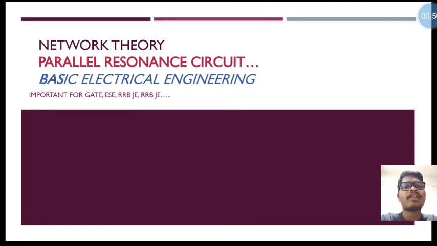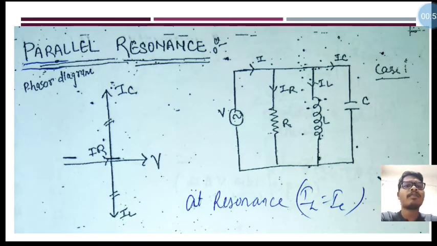What is behind the parallel resonance circuit, how the quality factor will affect it, and how the phasor diagram will change according to the parallel resonance circuit. Here we are considering case 1, the figure. In this case the resistance, inductance and capacitance, all three elements, are connected in parallel, so the current will be distributed across the resistance, that is IR, across the inductance, that is IL, and across the capacitance, that is IC. The total current is I from the source voltage V.